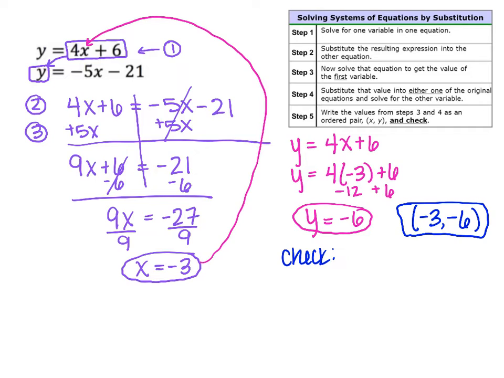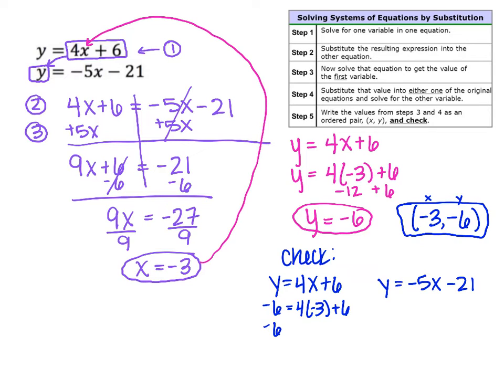if I go to both original equations, first y equals 4x plus 6, and then y equals negative 5x minus 21. If I put in negative 3 for x and negative 6 for y, does it make both of those statements true? So negative 6 equals 4 times negative 3 plus 6. I leave the negative 6 alone because I can't simplify that, but then I can either do this part in my head or I can use a calculator. Negative 12 plus 6 ends up being negative 6. That's a true statement, so that one's right.